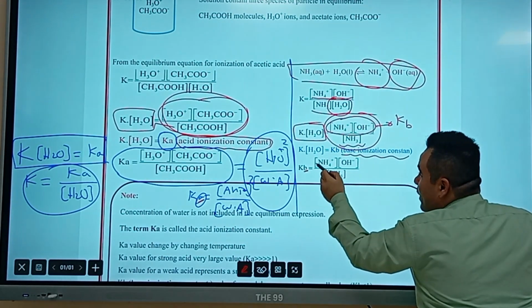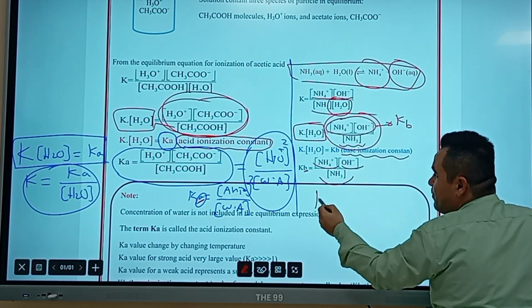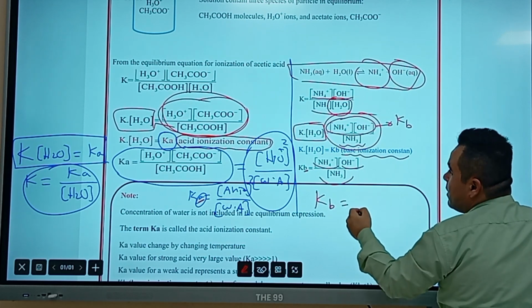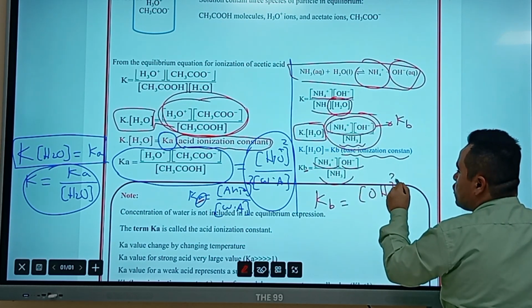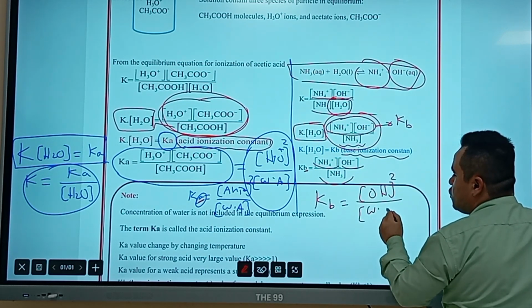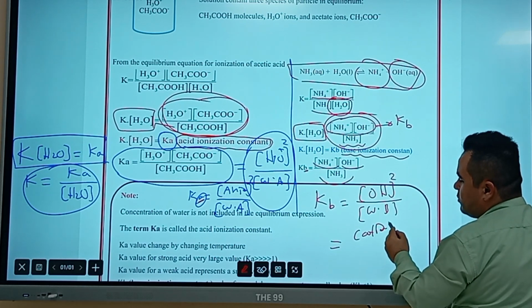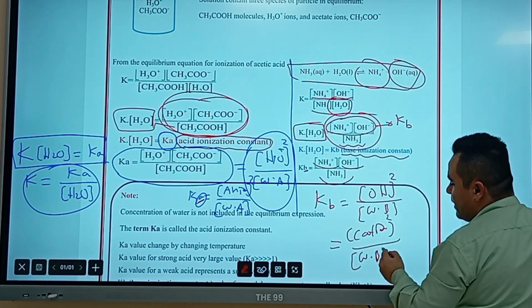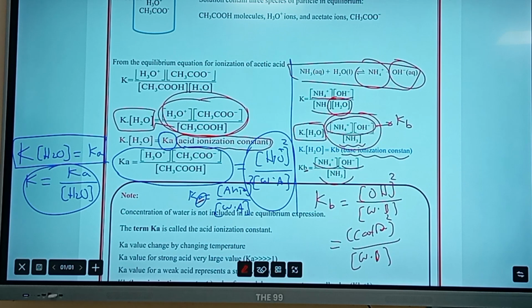So Kb is equal to what? Cation multiplied by hydroxide over ammonia, or we can say over the weak base. Kb can be represented, since these two are equal, as hydroxide squared over the concentration of weak base, or we can say cation squared over the concentration of weak base. This can be used to find the value of the Kb.